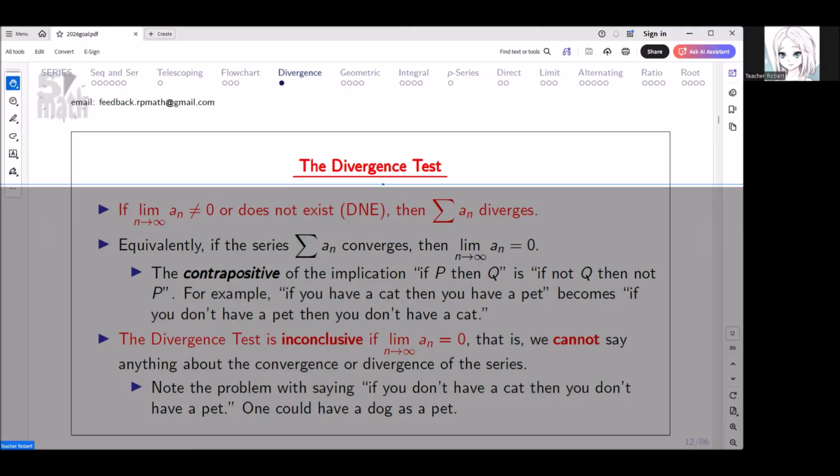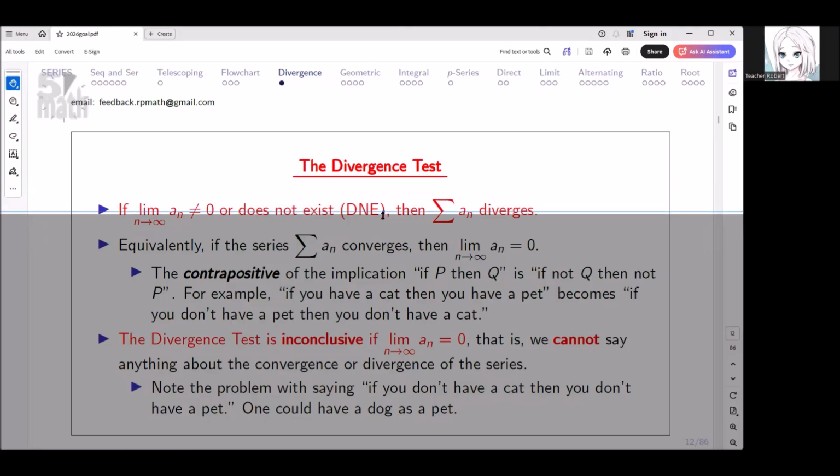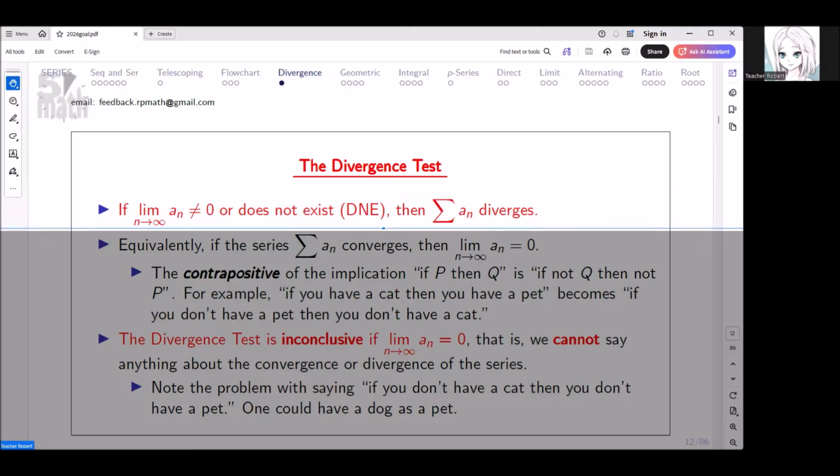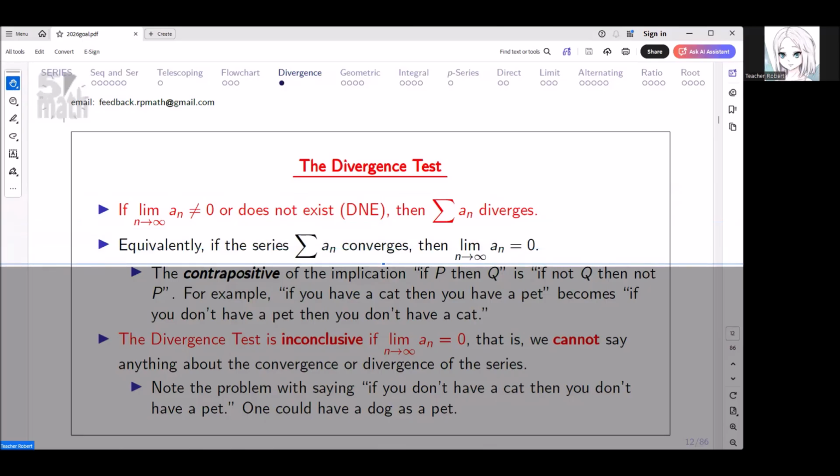The divergence test. If limit n to infinity of an does not equal 0 or does not exist, then series an diverges. Equivalently, if the series an converges, then limit n to infinity of an equals 0.